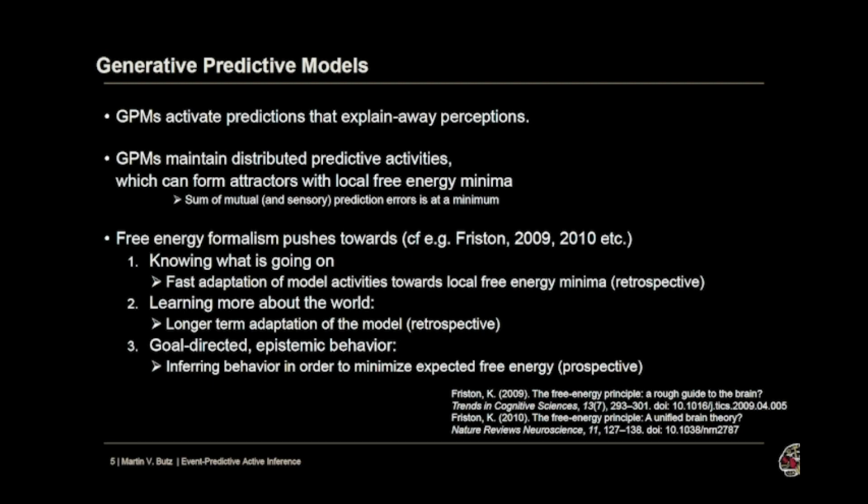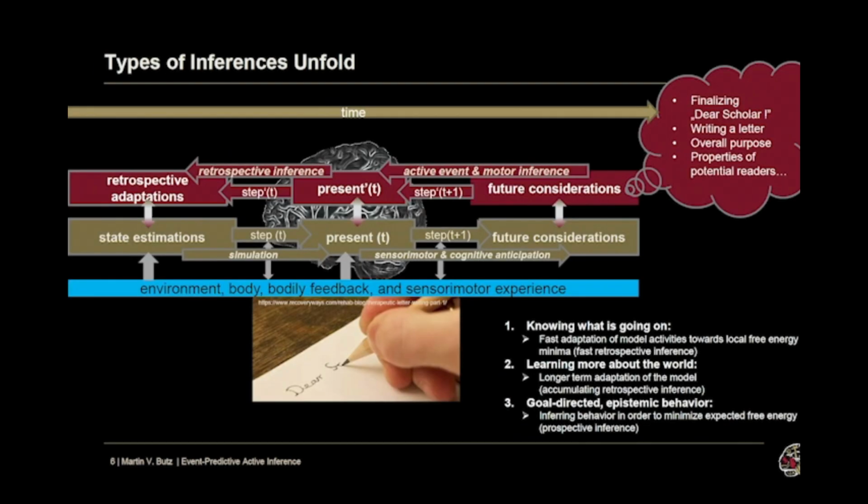We will see that this goal-directed behavior embedded in this model, with the same formalization as knowing what is going on and learning more about the world, can be used to generate robots that are acting goal-directed and epistemically, so seeking information in the environment in a very effective manner.